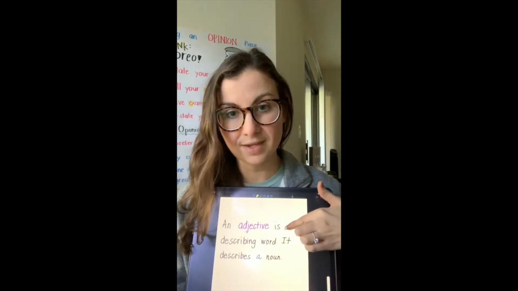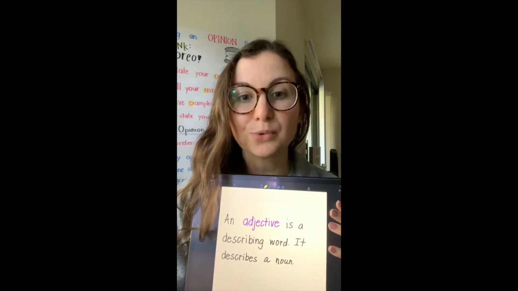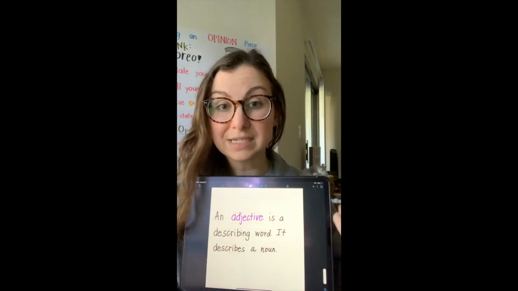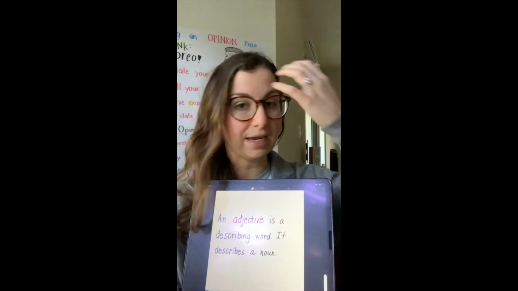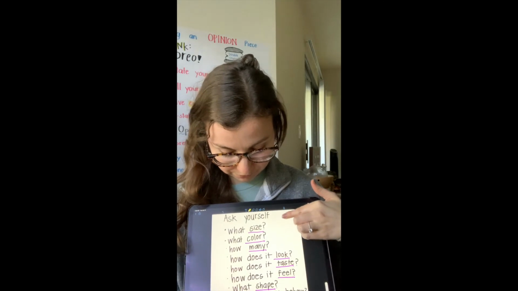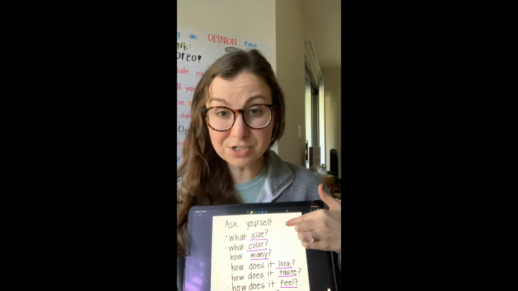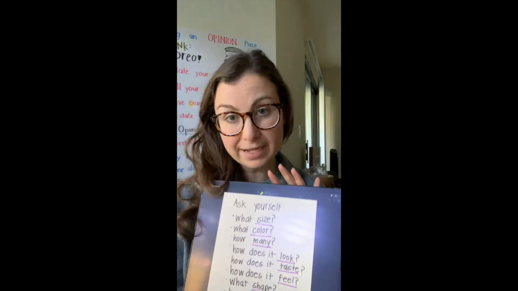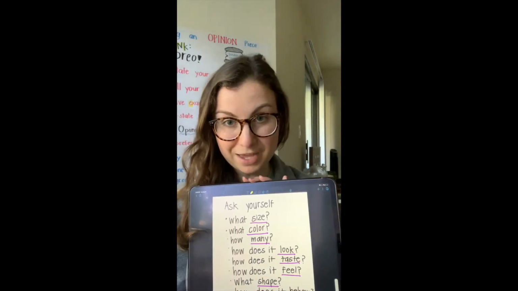An adjective is a describing word. It describes a noun. Remember, a noun is a person, a place, or a thing. Let's go over some sentences. First we're going to go over some questions you can ask yourself, and answering these questions will help you come up with adjectives for your writing.